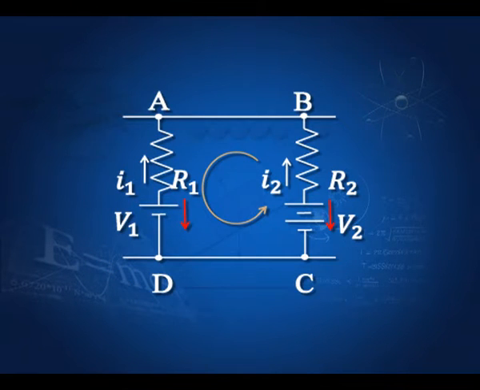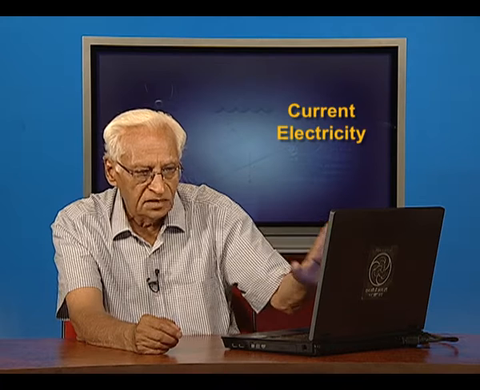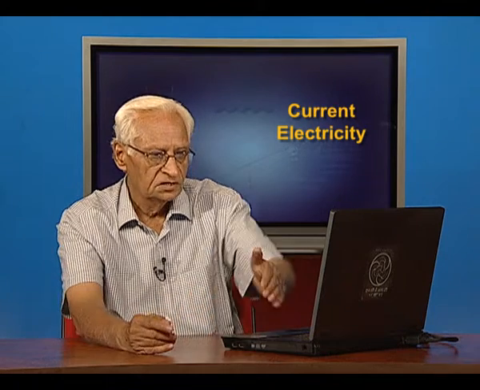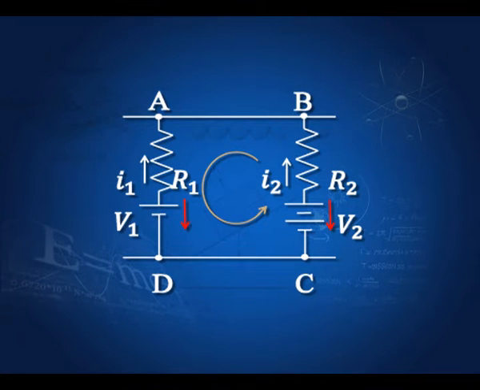Here we have got batteries. So, what do we do? The rule remains the same. We must consistently go either clockwise or anticlockwise. Now, if in doing so, say we choose anticlockwise direction, if we come across the negative terminal of the battery first, then the voltage of that battery is taken as negative, and if we come across the positive terminal first, as here, then its voltage is taken as positive. So, let us apply this to this loop.